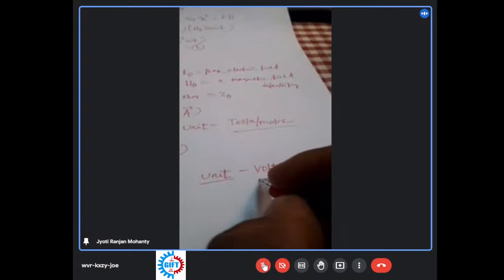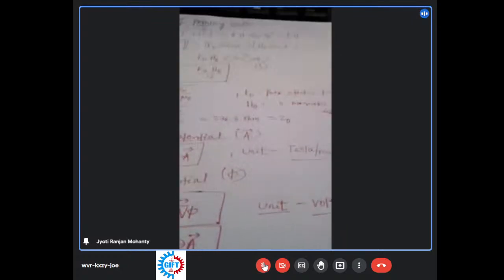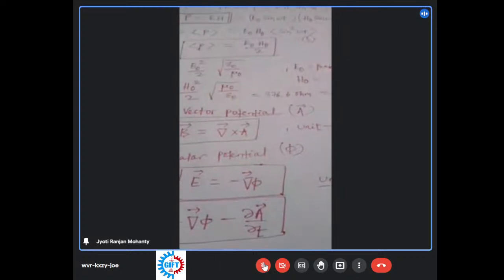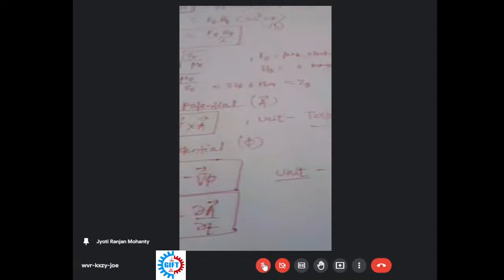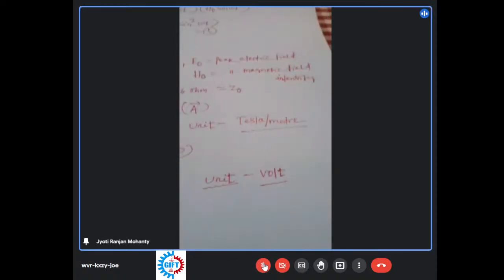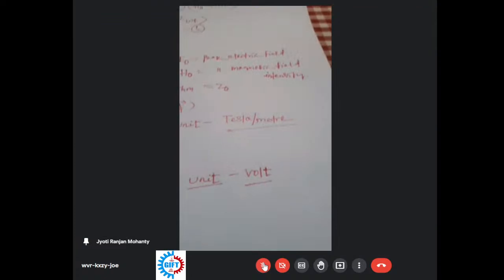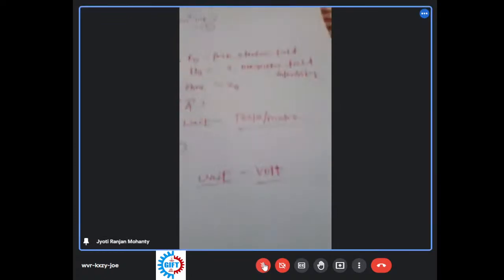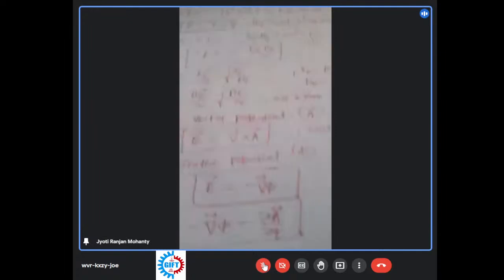If an MCQ based question asks, what is the unit of electric scalar potential? What is your answer? Volt. What is the unit of magnetic vector potential? Tesla by meter. Tesla per meter. So this is all about it.